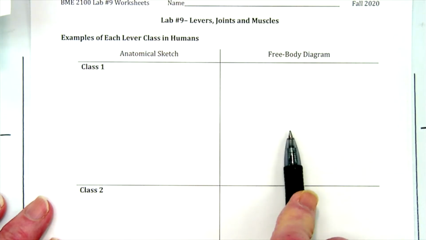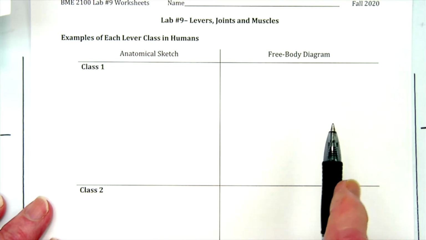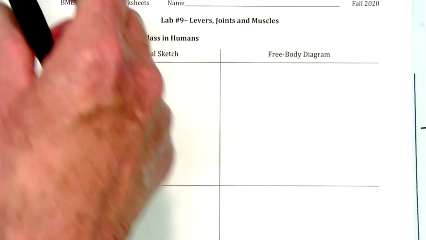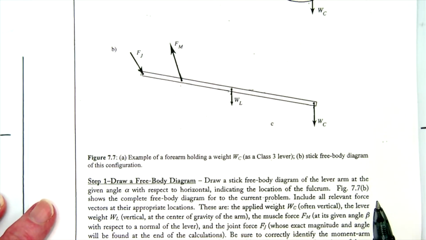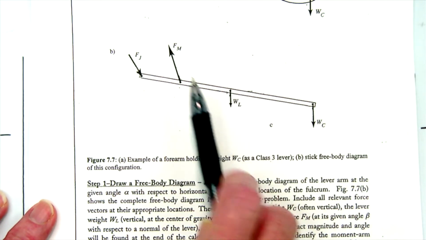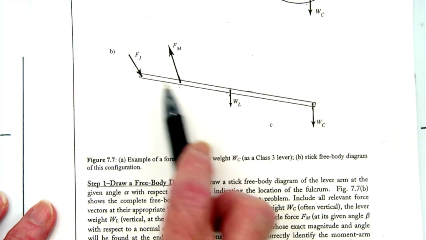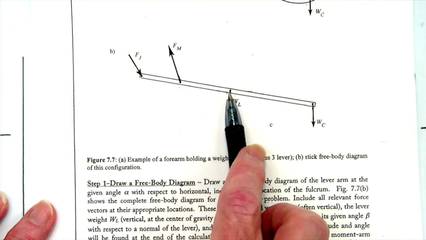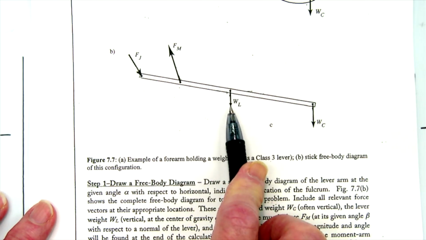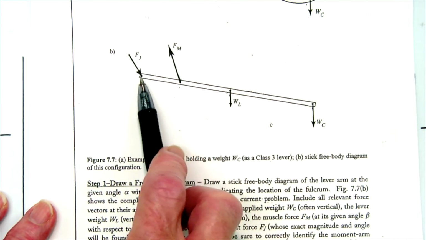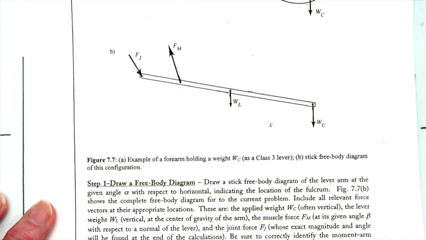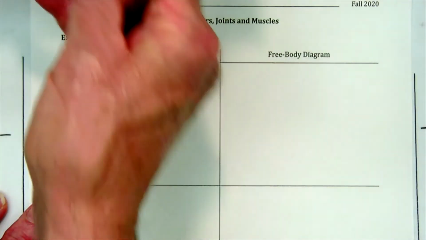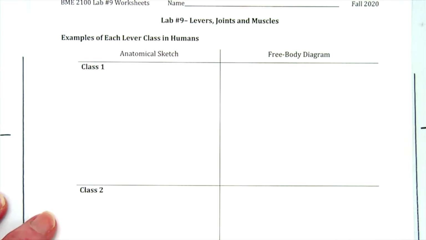And then in the second column, you're going to put a free body diagram corresponding to the anatomical sketch configuration. And by free body diagram, we mean a stick diagram that looks something like this, where again you show the location and directions of each of the forces, including the joint force and the weight of the lever arm itself, or the bone itself. If you can, draw this stick that represents the bone with a ruler if possible. You're going to do that for each of the 3 classes of levers that you find inside the body: class 1, class 2, and class 3.